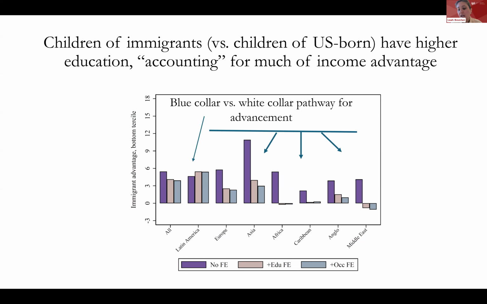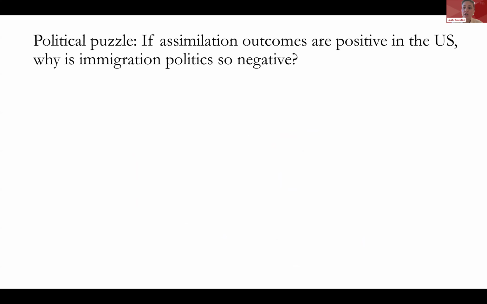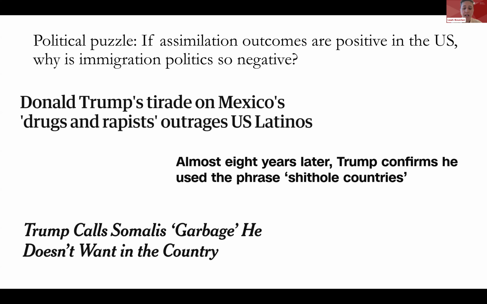So, I managed to reserve 9 to 10 minutes to talk about the political implications of some of these patterns. So overall, these patterns led, in my mind, to somewhat of a political puzzle. Why, if assimilation outcomes are so positive in the US, is immigration politics so negative? And there's also a flip side of this puzzle when it comes to Europe, which I'll get to in a minute or two. But on the US side, we're not that surprised, to take a look at some headlines and notice a fair amount of negative immigration politics.